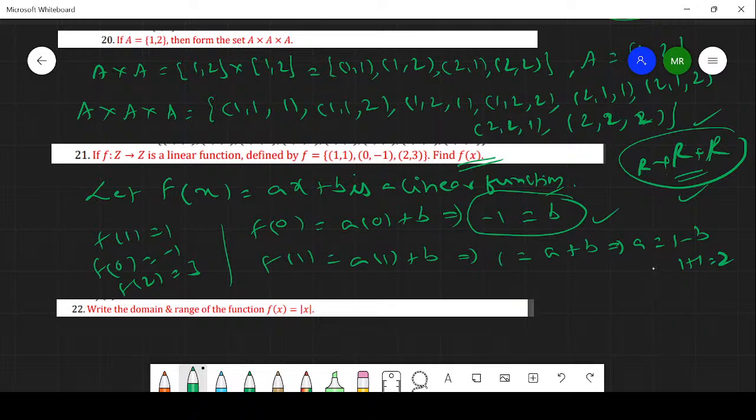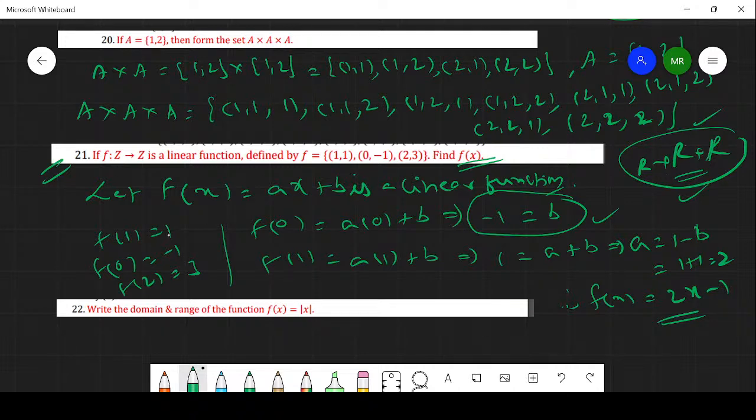Because b is -1, right? a is equal to 1 minus b, so this is a, 1, this is 2. Therefore I can write f of x is equal to ax plus b, meaning 2x minus 1, because b is -1. We got the answer: f of x is 2x minus 1. This is an important model, most important model. They may ask it for 2 marks. No doubt in that. So linear function means f of x equal to ax plus b.